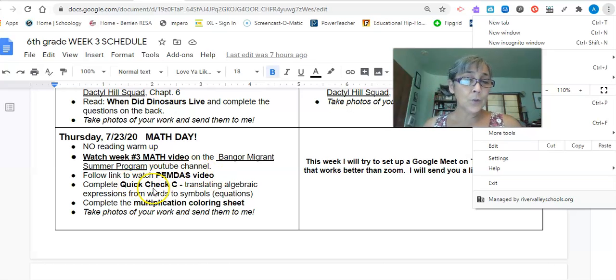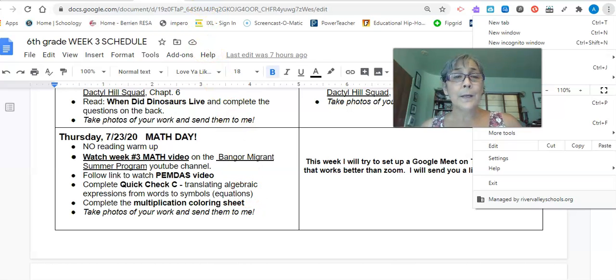And you're going to complete Quick Check C, which is translating algebraic expressions from words to symbols. It's a mouthful. And then you're going to work on a multiplication coloring sheet. And make sure you send me your work when you're done.